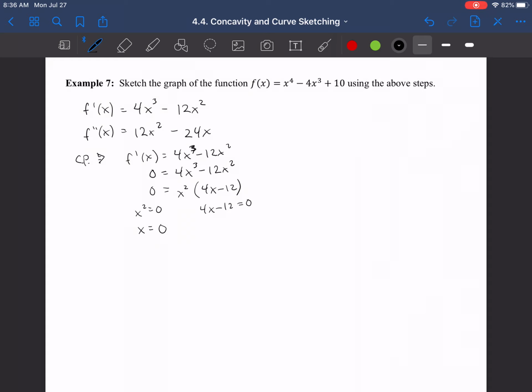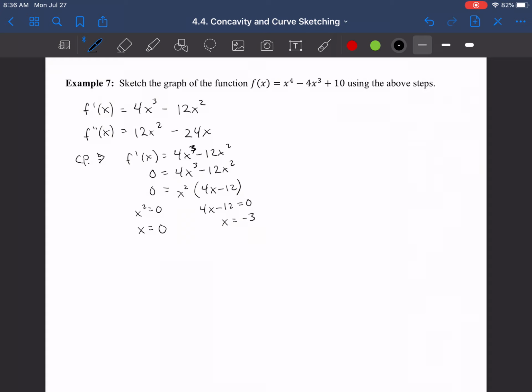an answer. And so this one will give us -3, right? Add 12 to both sides, then divide by 4. And so there we go. We have our 2 points there, x equals 0 and x equals -3. And those are our 2 main points there.